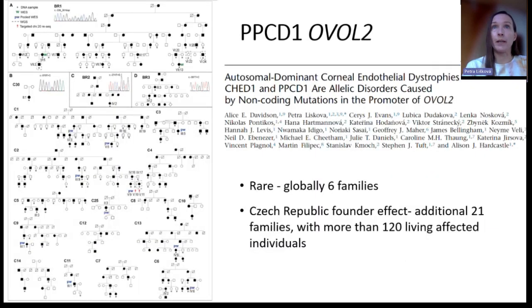PPCD1 is caused by mutations located in the promoter of OVOL2. So generally, one would say it's rare globally, except for the Czech Republic. There were only 6 families described to date. However, because of the already mentioned founder effect, we have additional 21 families currently with more than 120 living affected individuals.